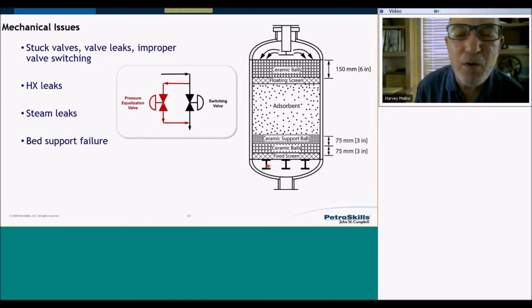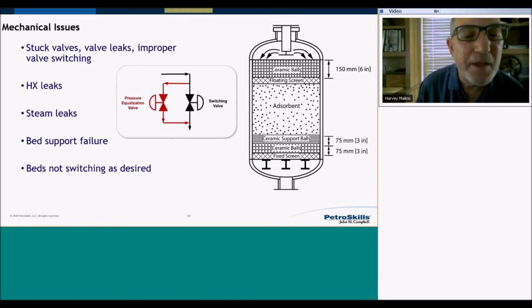If these wide flange beams are welded to the vessel wall, as I have seen them being done, they're going to end up buckling. And when they buckle, the whole support system is going to fail, and you're going to get your adsorbent loading out or filling out the bottom head, and your adsorbent system is not going to be working properly. So a properly designed bed support system is important. The beds may not switch as you desire.